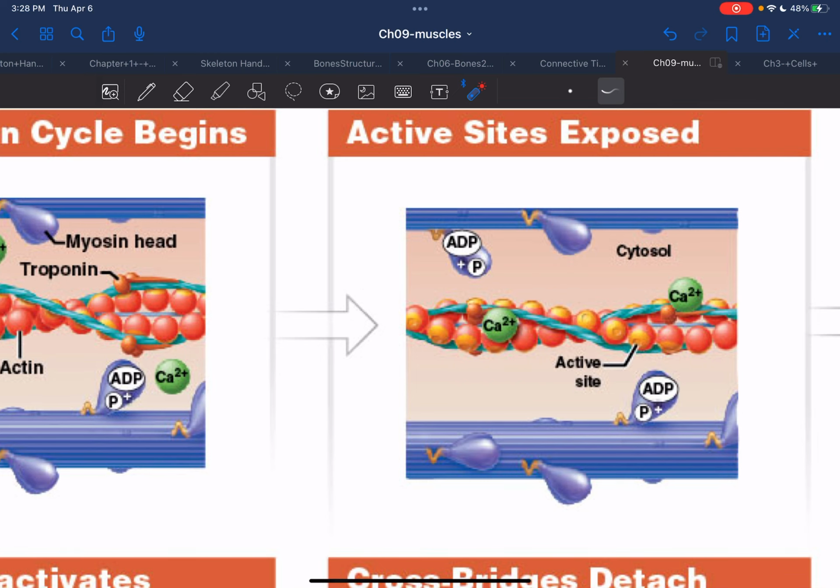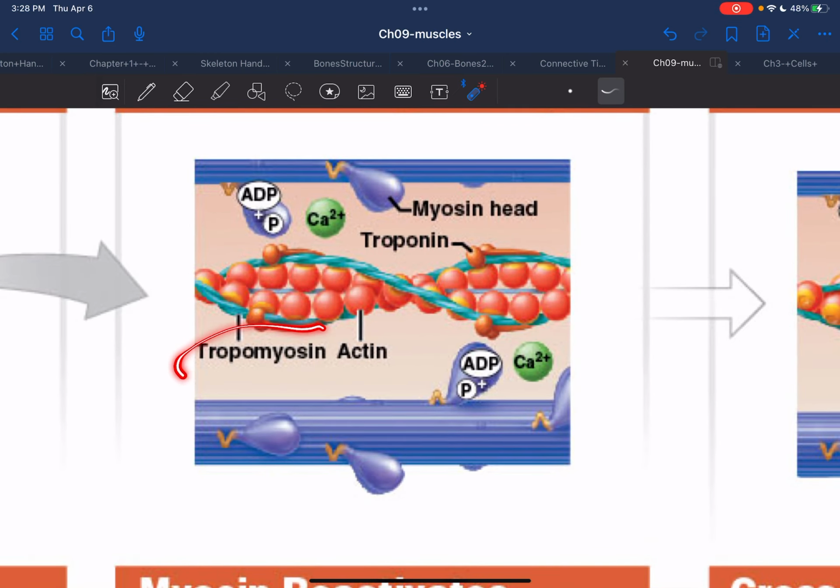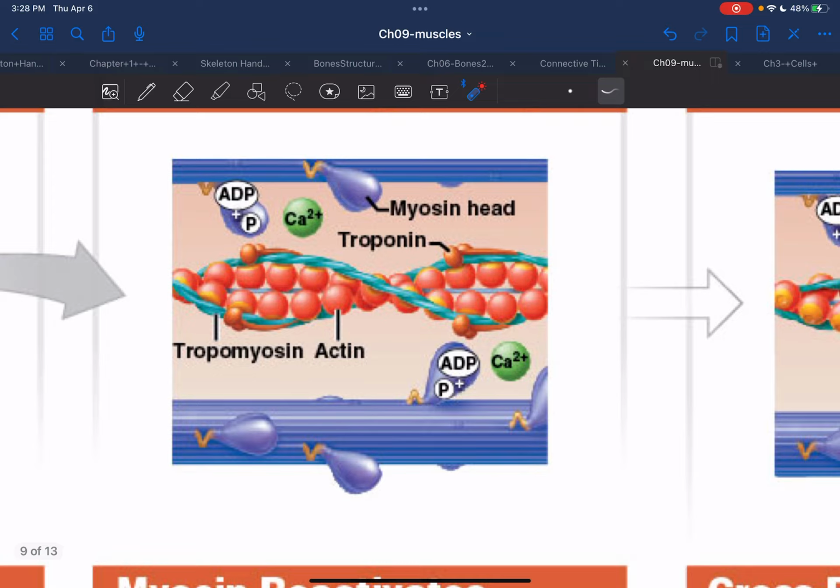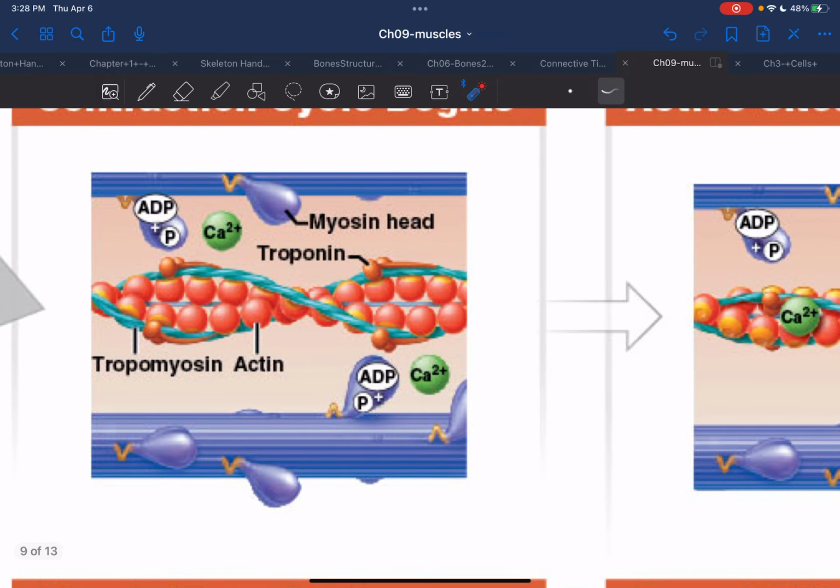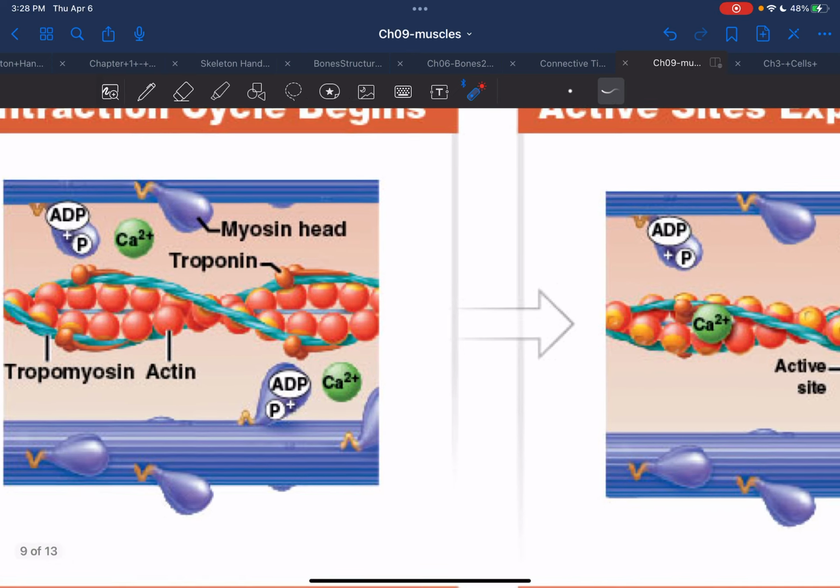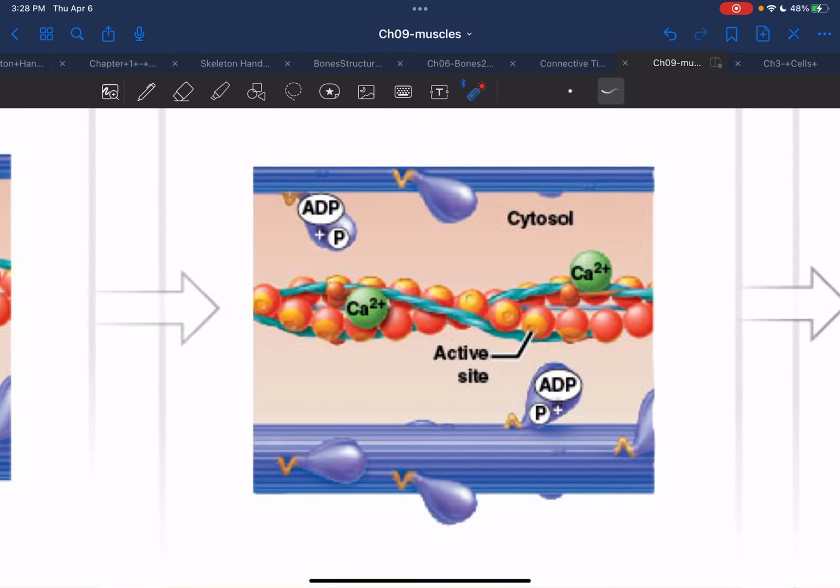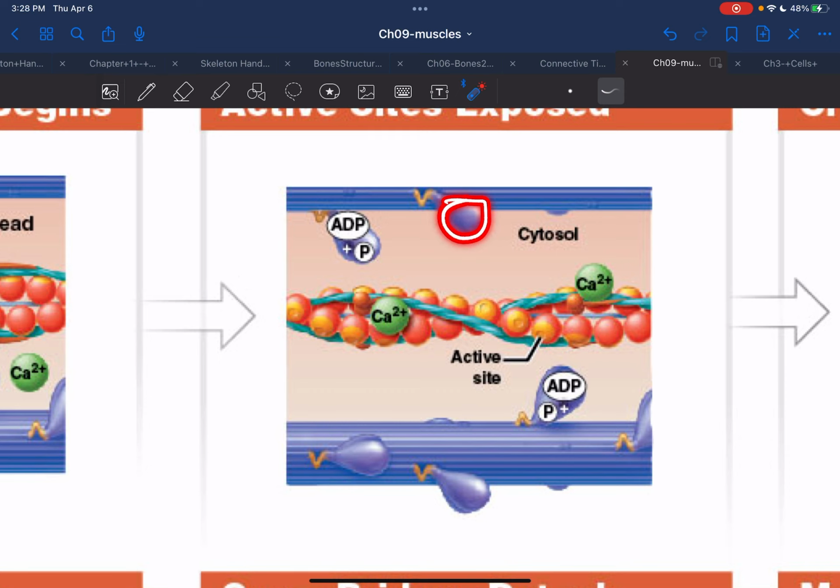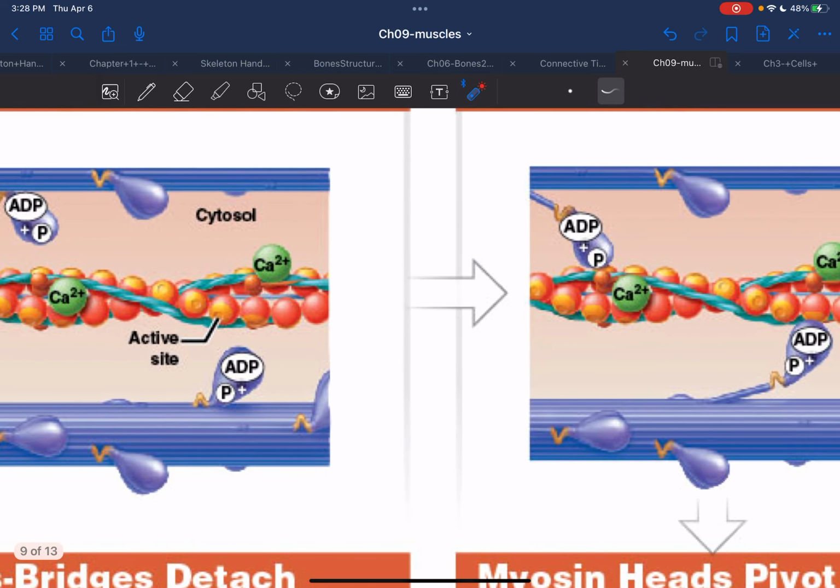They can now interact. So that's why we call tropomyosin and troponin together, sometimes you'll hear it called the troponin-tropomyosin complex, because the troponin needs calcium to move the tropomyosin out of the way, to move tropomyosin out of the way of the active sites on those actin molecules. And so with that now, our myosin heads are free to interact with our thin filament.